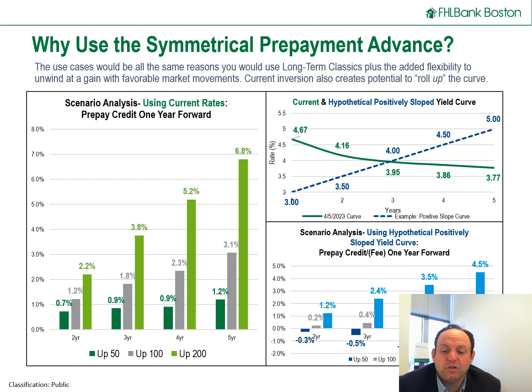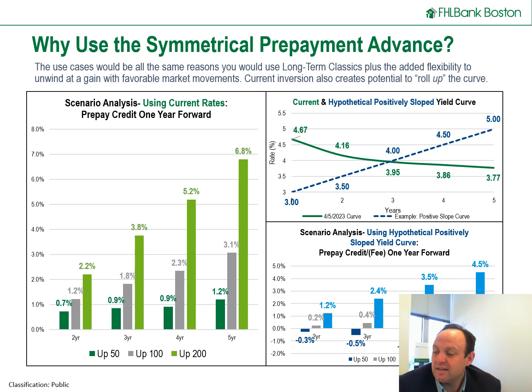So we look at the scenario analysis in the bottom right, and I apologize, I see that the video is obscuring some portion of that, but you should be able to click on the PDF to see the full details there. When we run a scenario analysis for the symmetrical using not the curve that we have today, but a hypothetical positively sloped yield curve, we can see that the market value is different than when we look at what we have using the current rates along the left-hand side.